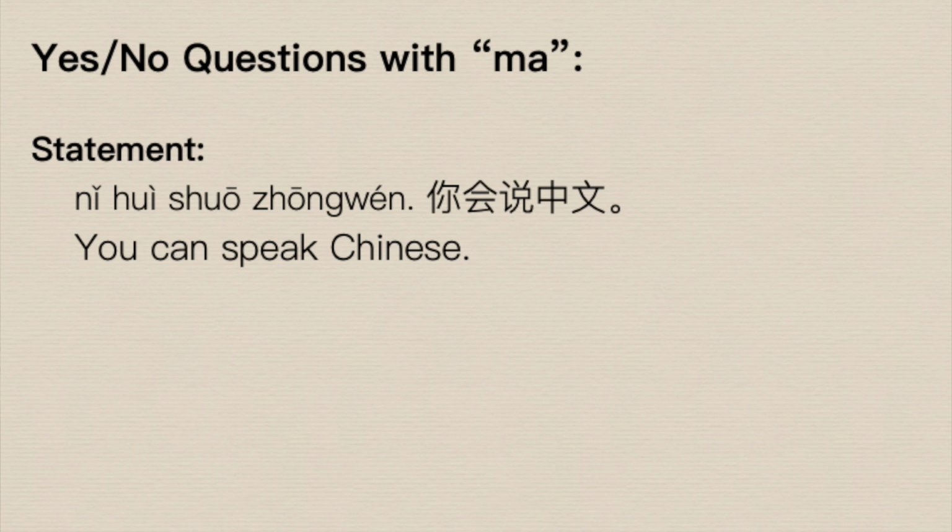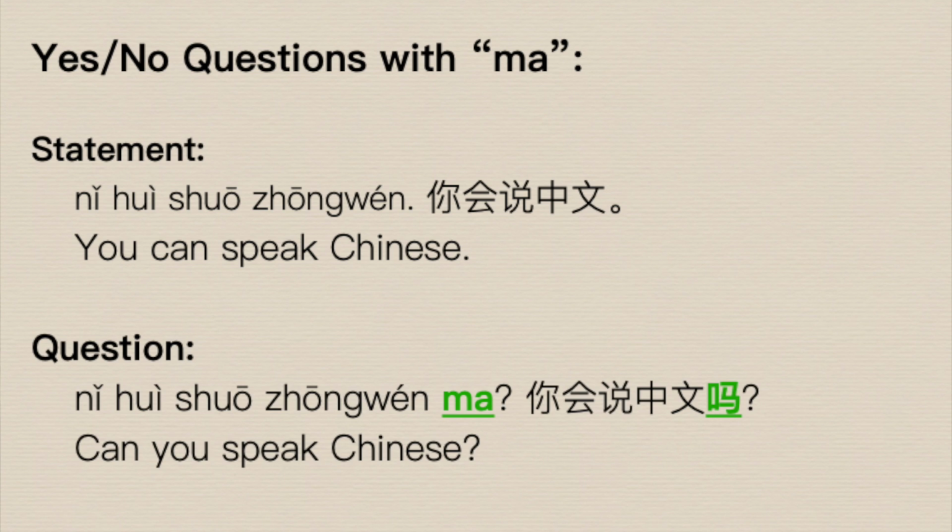To take another example real quick, you can speak Chinese. 你会说中文. You can speak Chinese. Let's turn that into, can you speak Chinese? 你会说中文吗? Can you speak Chinese? Again, that sentence ending particle, ma, takes any declarative statement and turns it into a yes-no question.